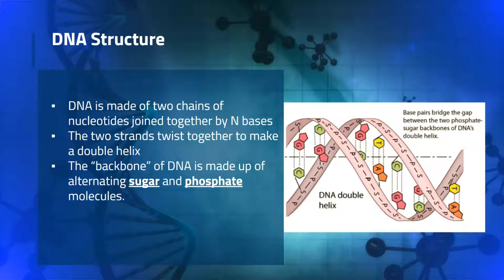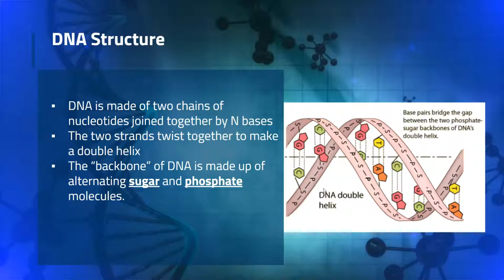DNA is made up of 2 chains of nucleotides joined together by the nitrogen bases. Those 2 strands of DNA twist together, almost like a twisted ladder. We call that twisted ladder structure a double helix. So the structure of DNA is a double helix with the backbone of DNA, almost like the sides of the ladder, made up of alternating sugar and phosphate molecules.